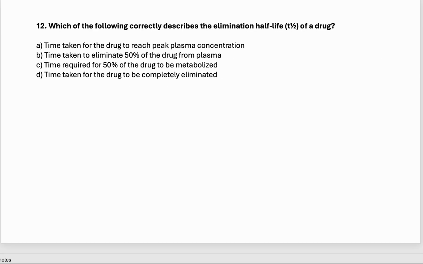Next question. Which of the following correctly describes elimination half life of a drug? A. Time taken for the drug to reach peak plasma concentration. B. Time taken to eliminate 50% of the drug from plasma. C. Time required for 50% of the drug to be metabolized. Or D. Time taken for the drug to be completely eliminated.